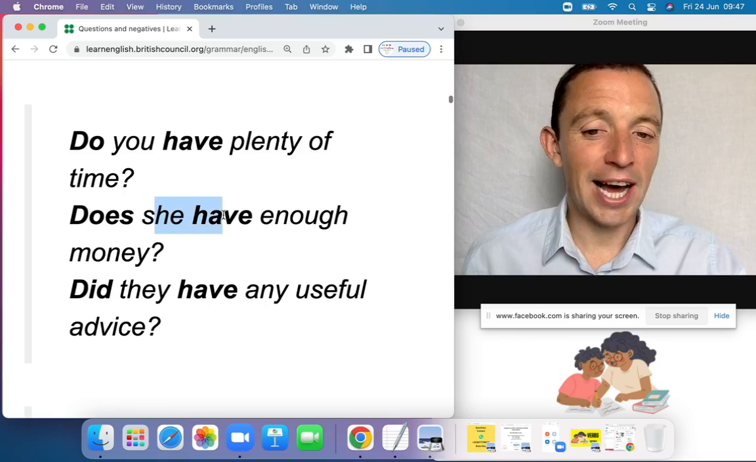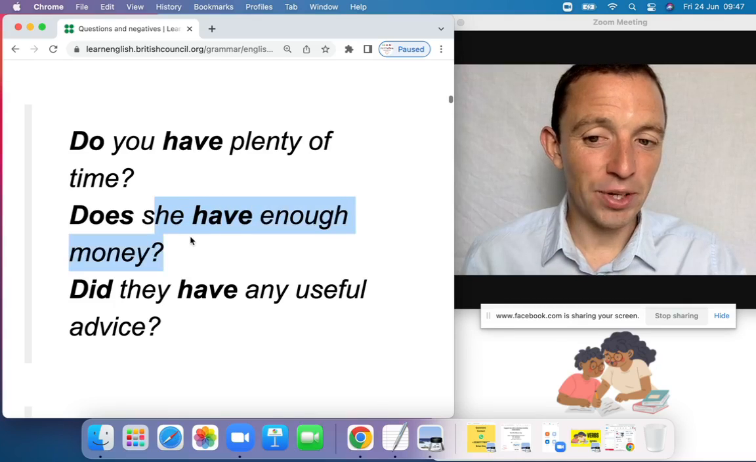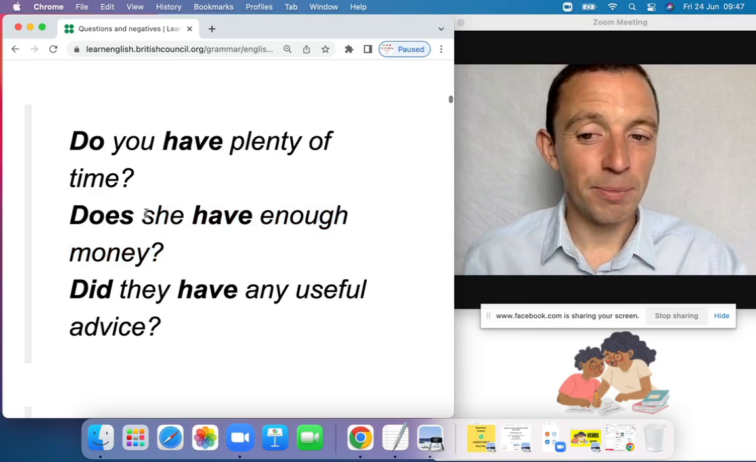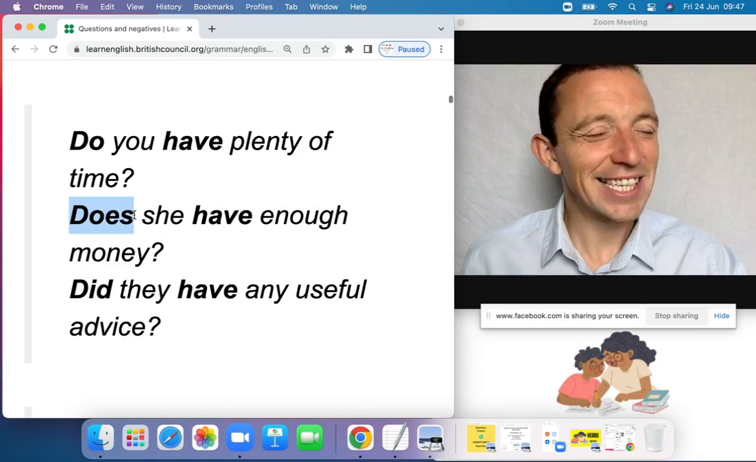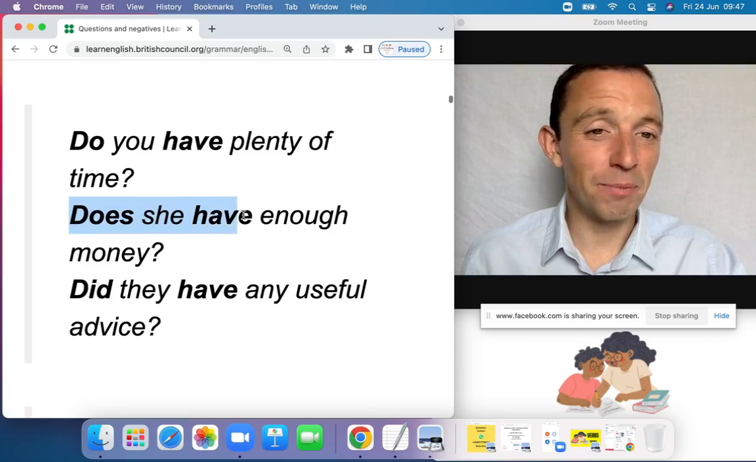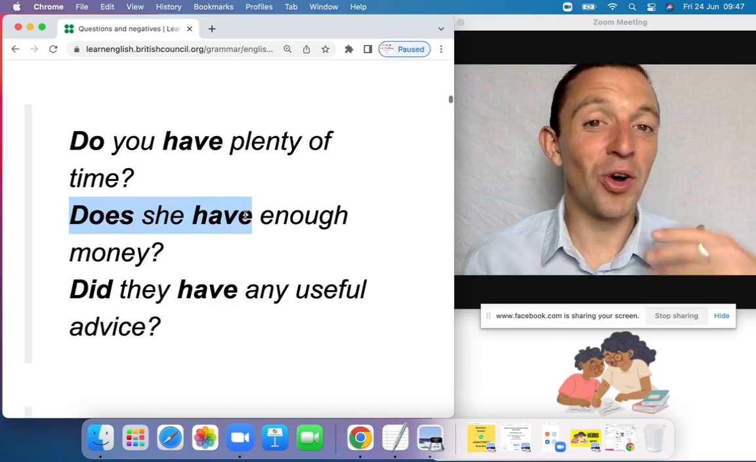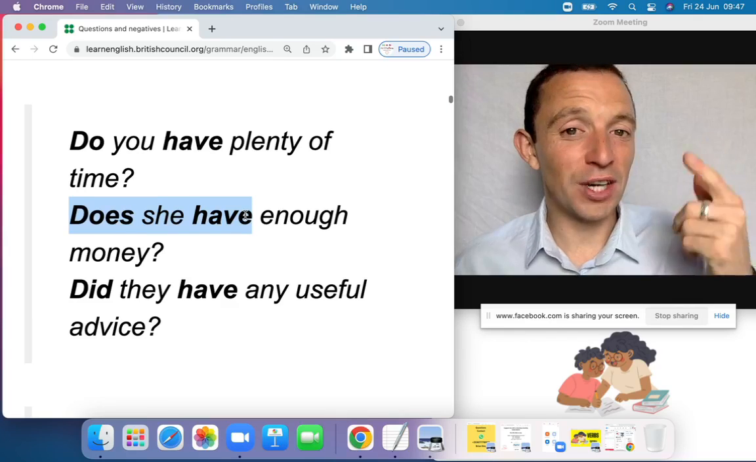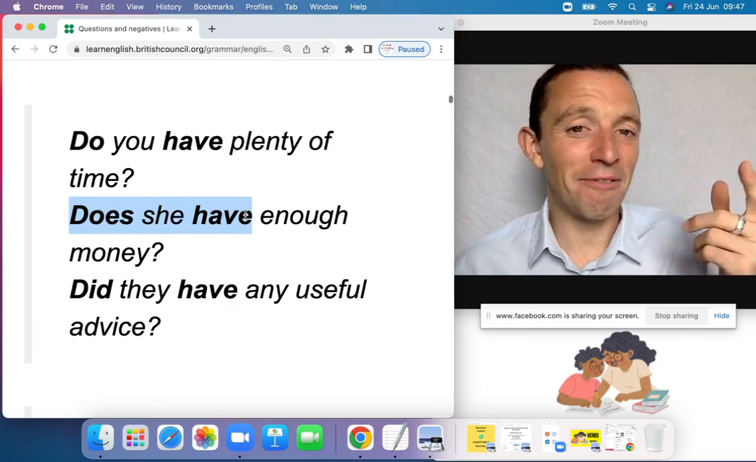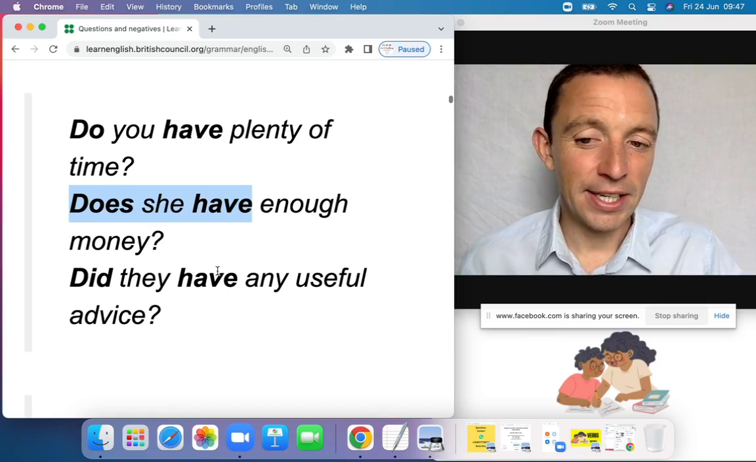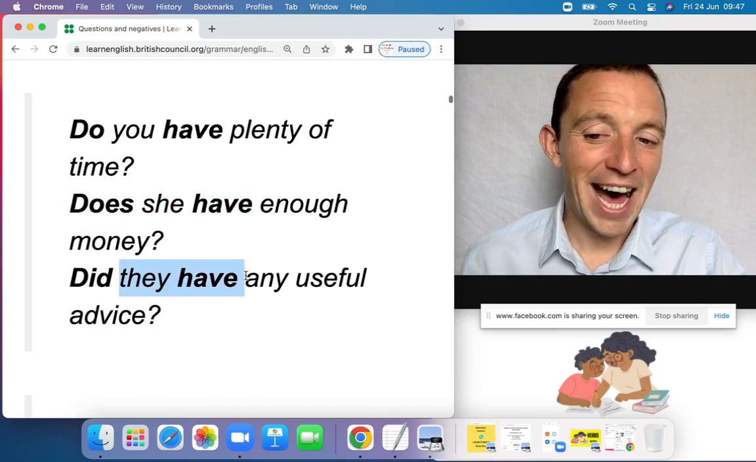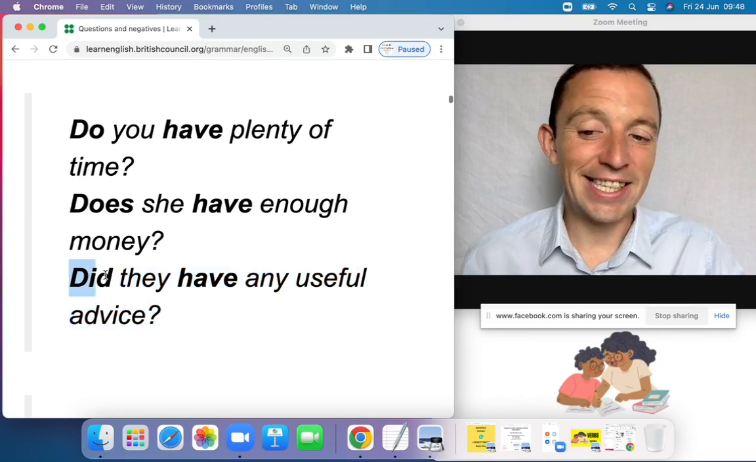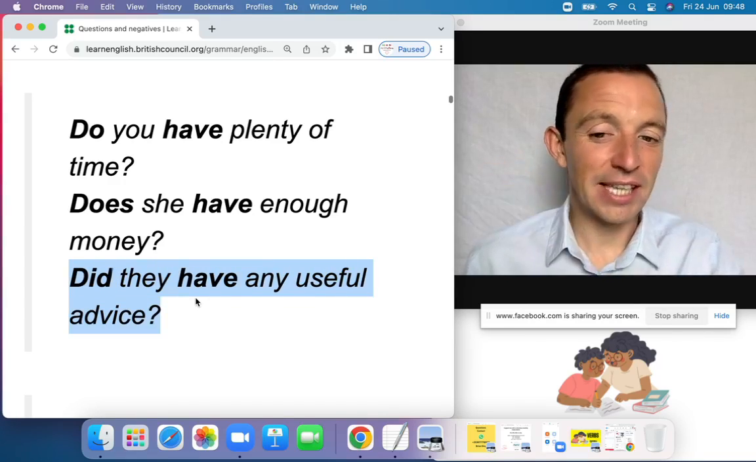Next, she has enough money. Okay, she has enough money. But the question, because it's the third person, does she, that's exceptional. Does she have enough money? That's important because normally the affirmative is she has enough money. But when you create the question, we need to say, does she have enough money? Next, they have any useful advice. So the question, did they have any useful advice in the past?